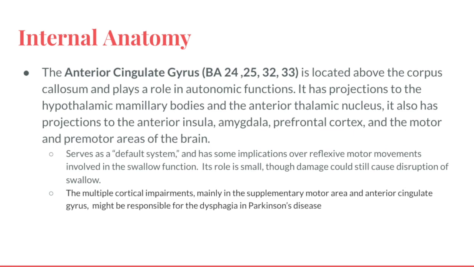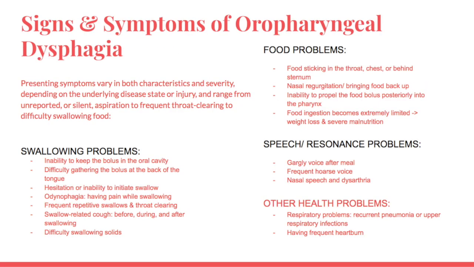And the multiple cortical impairments, mainly in the supplementary motor area and anterior cingulate gyrus, might be responsible for the dysphagia in Parkinson's disease, similar to the basal ganglia. Patients with oropharyngeal dysphagia have difficulty transferring food from the mouth into the pharynx and esophagus to initiate the involuntary swallowing process, but the patient is aware that the bolus has not yet left the oropharynx.